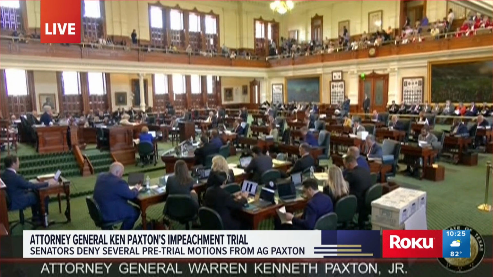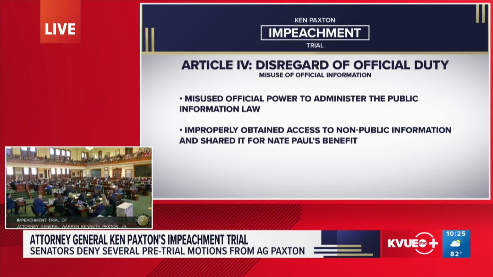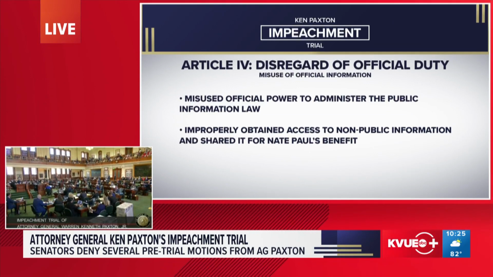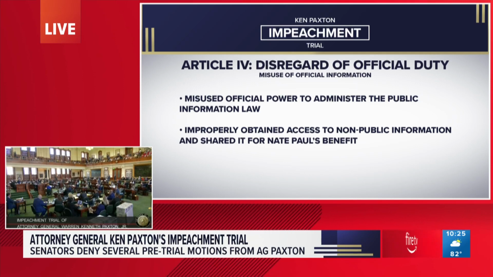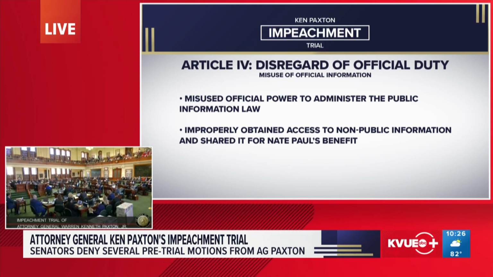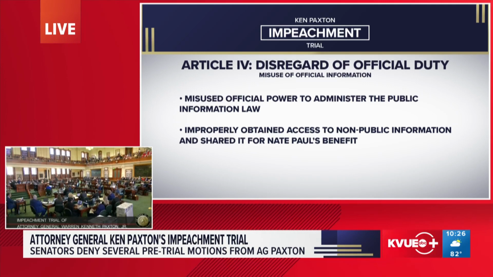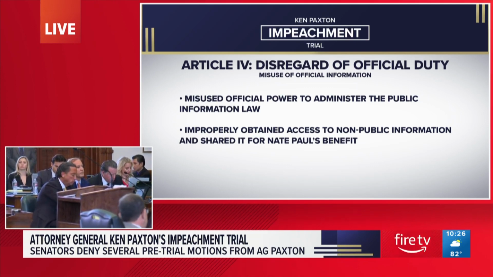Article 4 also is under disregard of official duty. This article alleges that General Paxton misused his power to administer public information law, and they said that he improperly obtained private information that should not have been public, and shared it with Nate Paul to help him find out more about the federal investigation. And actually, the underpinning of all of this is that Nate Paul allegedly went to Ken Paxton and said, I believe I am being wrongly targeted by federal investigators.